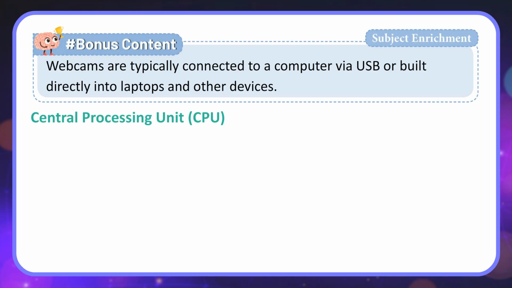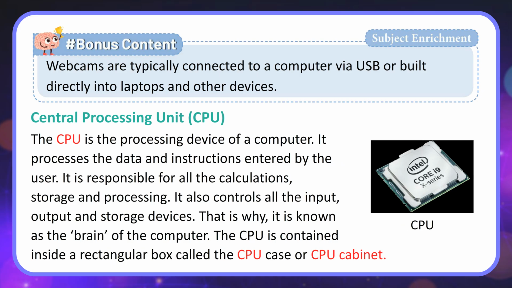Central Processing Unit, CPU. The CPU is the processing device of a computer. It processes the data and instructions entered by the user. It is responsible for all the calculations, storage, and processing. It also controls all the input, output, and storage devices. That is why it is known as the brain of the computer. The CPU is contained inside a rectangular box called the CPU case or CPU cabinet.